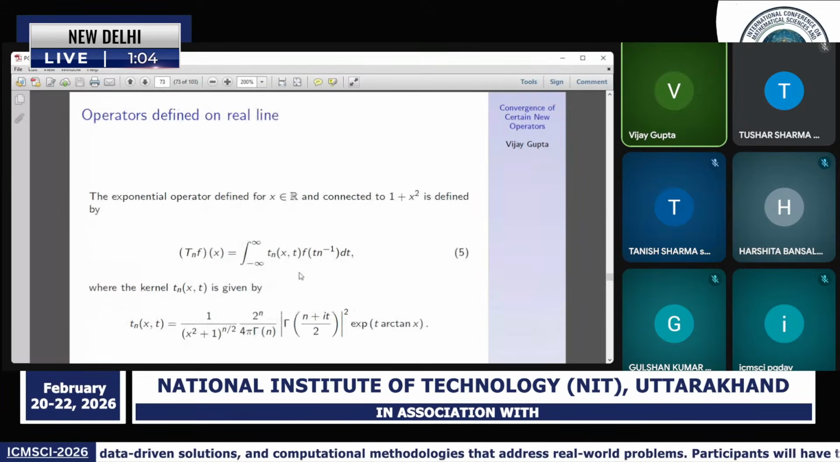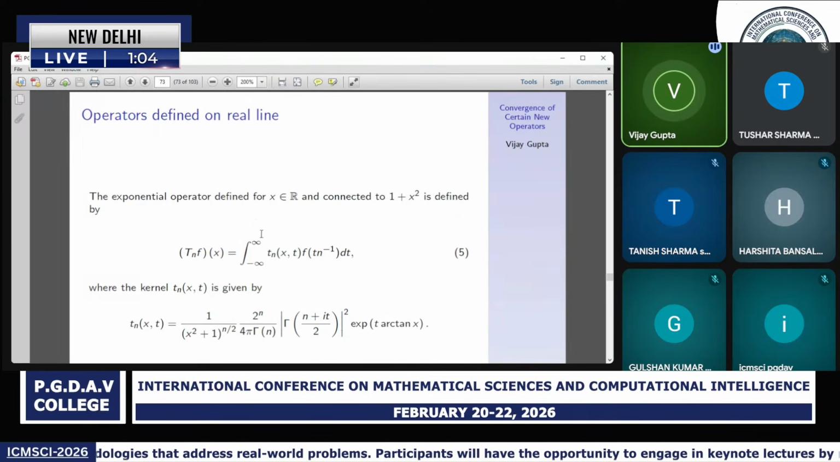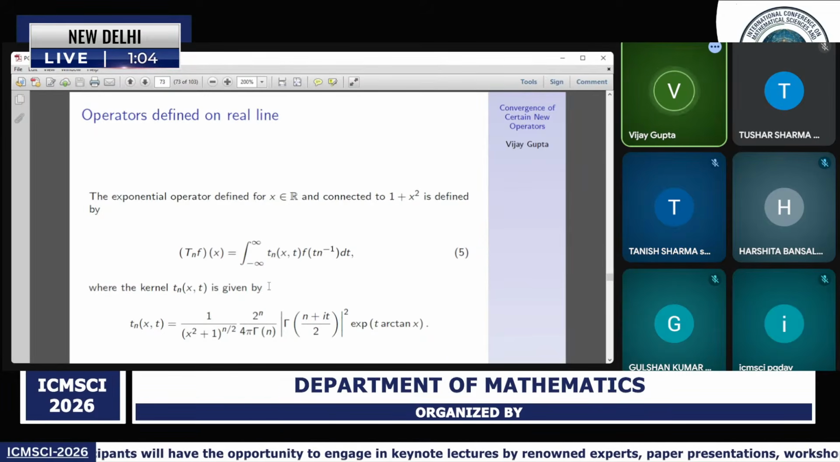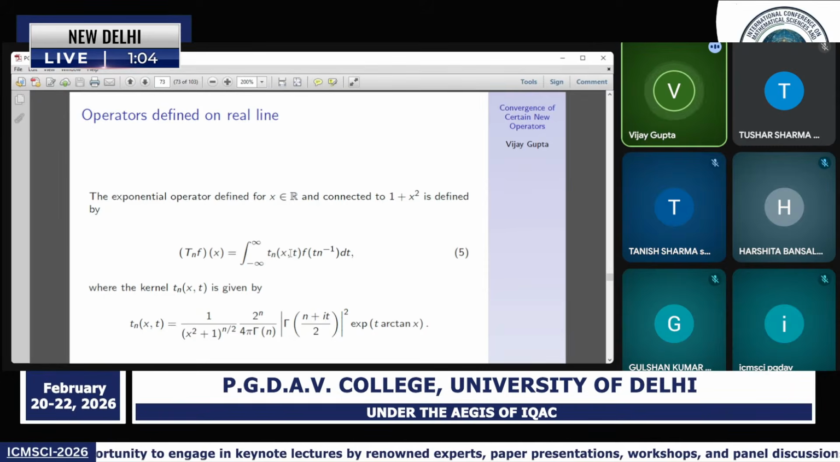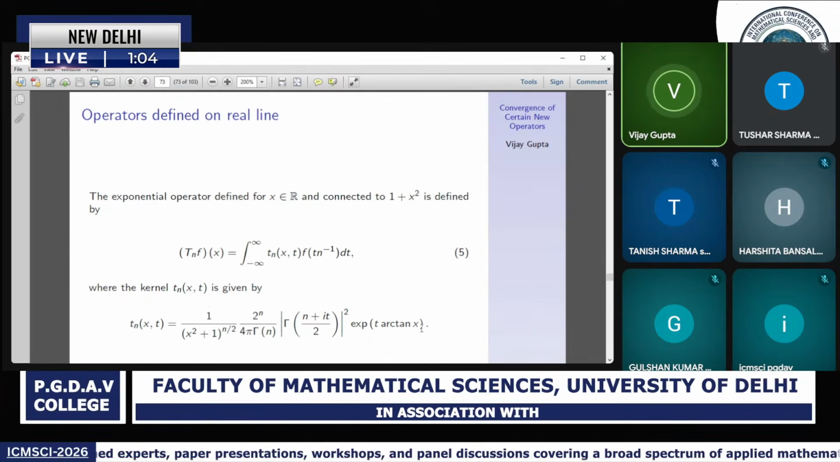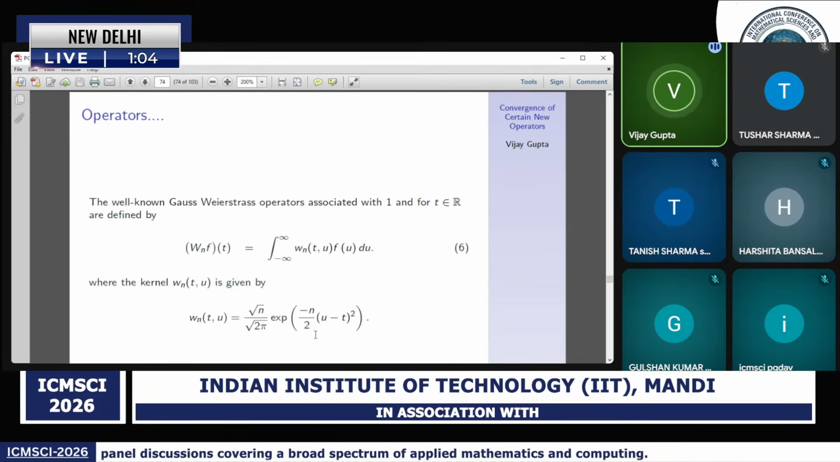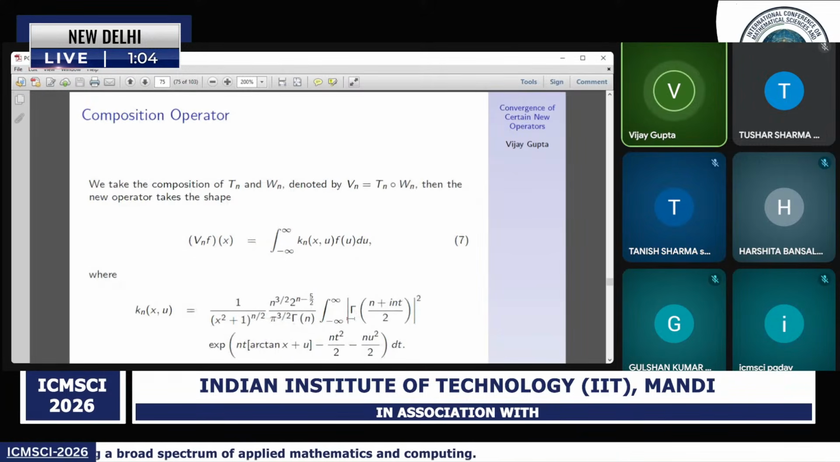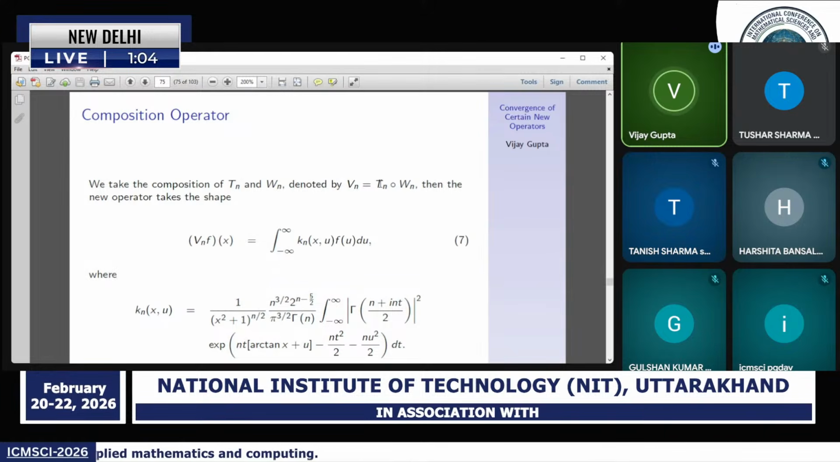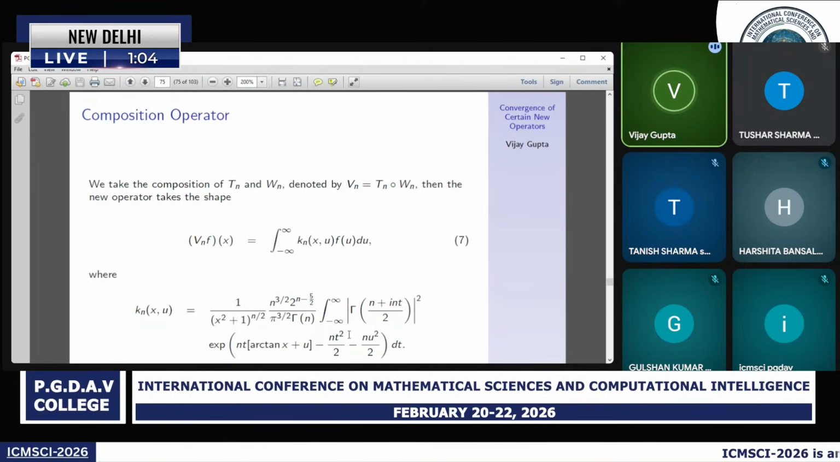And very recently we have done some results on other operator which are defined on the whole real line. So this operator was not discussed earlier. So T and fx is given by this, and T and k and x is the basis which is tan inverse x. So for this, and this is the Gauss stress operator which is well known. So we found that the composition of this operator Tn and Wn Gauss stress, and our kernel comes out to be this.